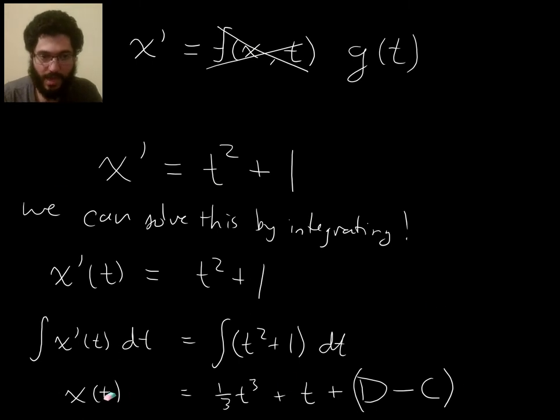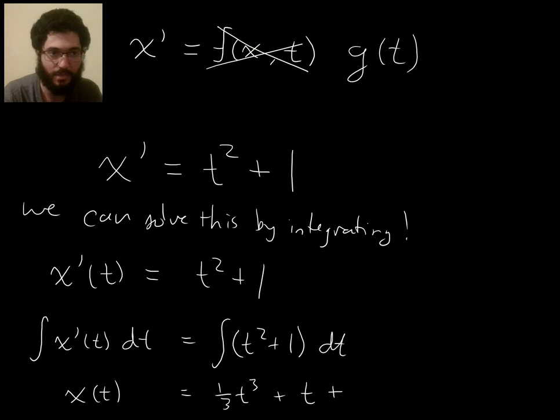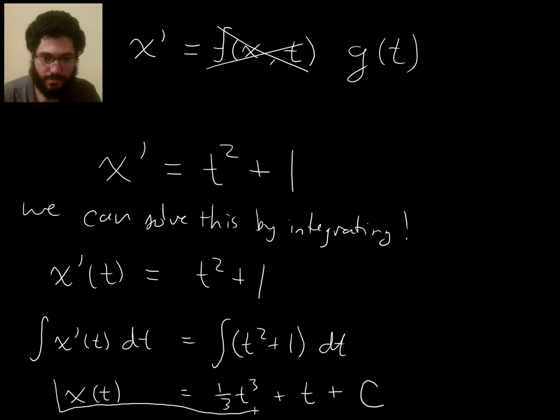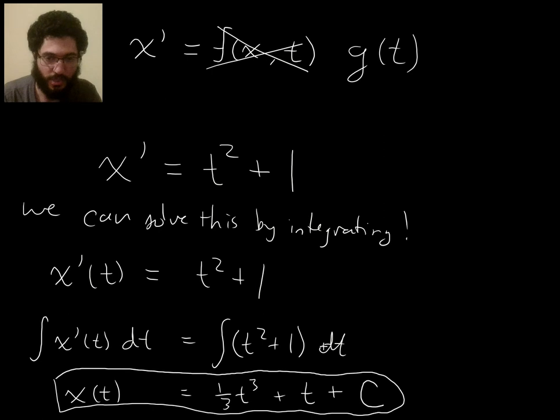So in order for x to solve the original differential equation, x of t should be this plus some number. And why write the number in such a complicated way? I might as well just write it like this, and I'll just call it c. So here you have the general solution to the original differential equation, which was x prime equals t squared plus 1.